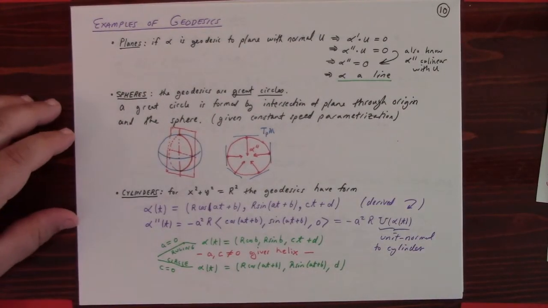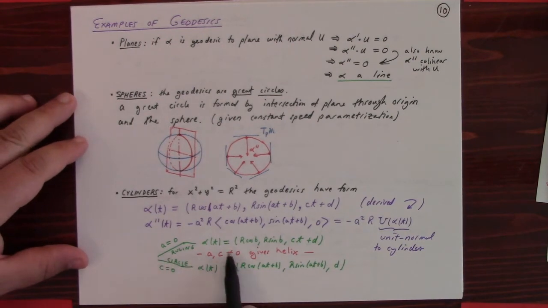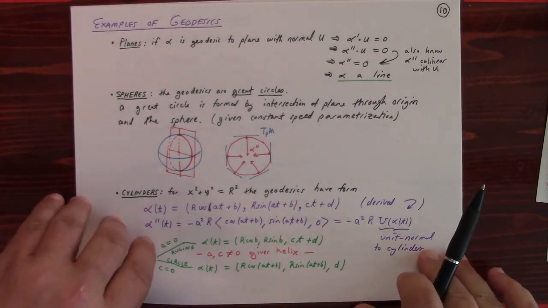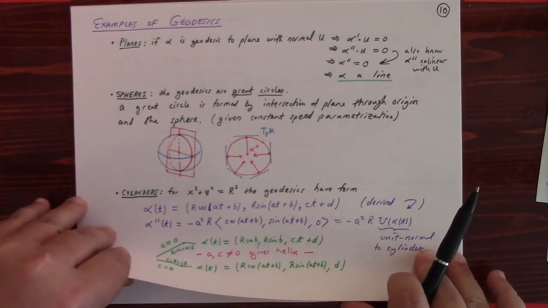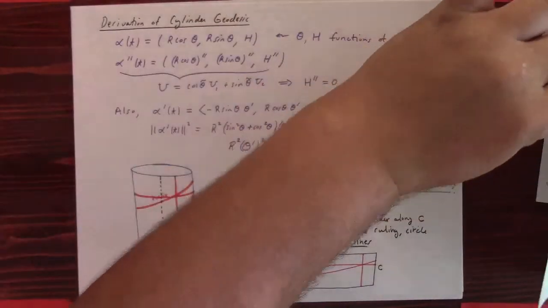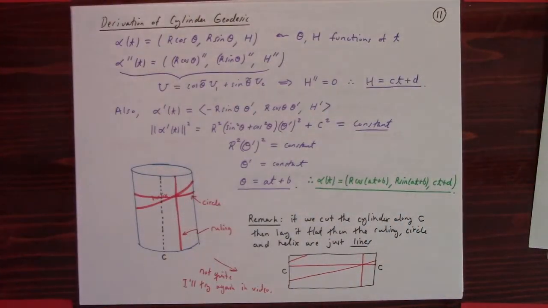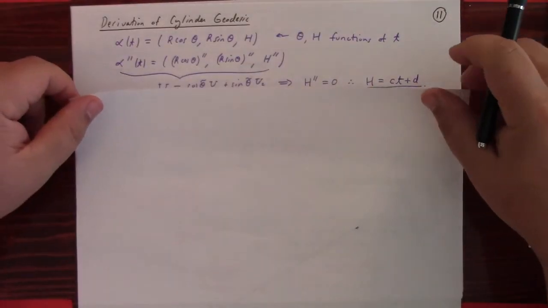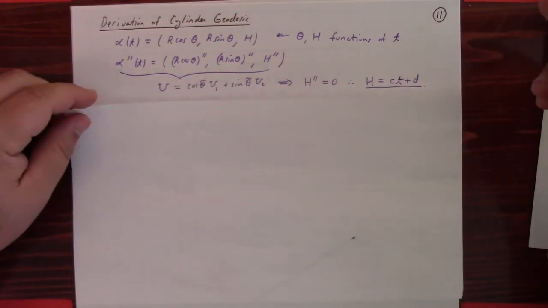Again, a equals 0 gives you a ruling, and c equals 0 gives you a circle. The proof that those are all the geodesics is on the next page here. And this calculation is not too hard. I think it's worth going through.